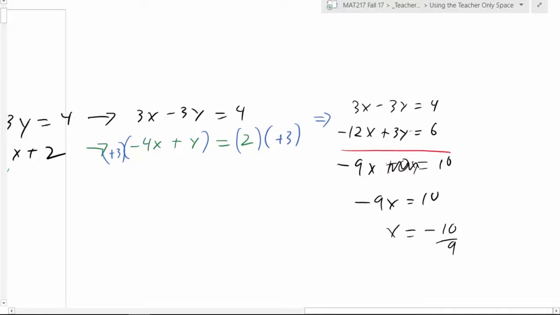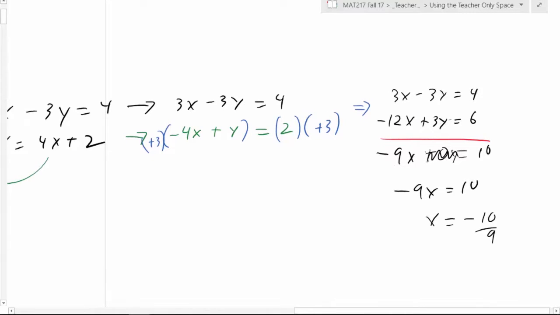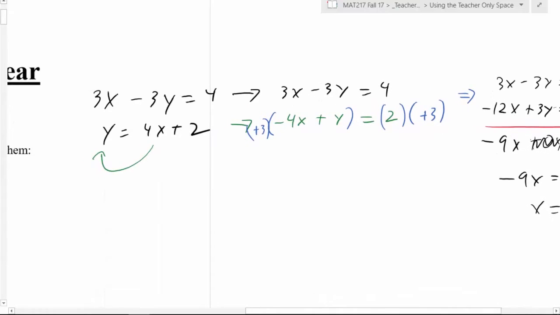Is it okay that our answer is not a whole number? Is it okay that our answer is a fraction? Absolutely. Okay, we're going to deal with a lot of fractions in here. Very little in the real world is a nice, pretty whole number. We'll try to do a lot of examples in whole numbers in the notes just to make it easier to follow along. So you don't get lost with all the fractions and decimals, but please expect homework and tests to be not pretty. All right, so x equals negative 10 ninths.